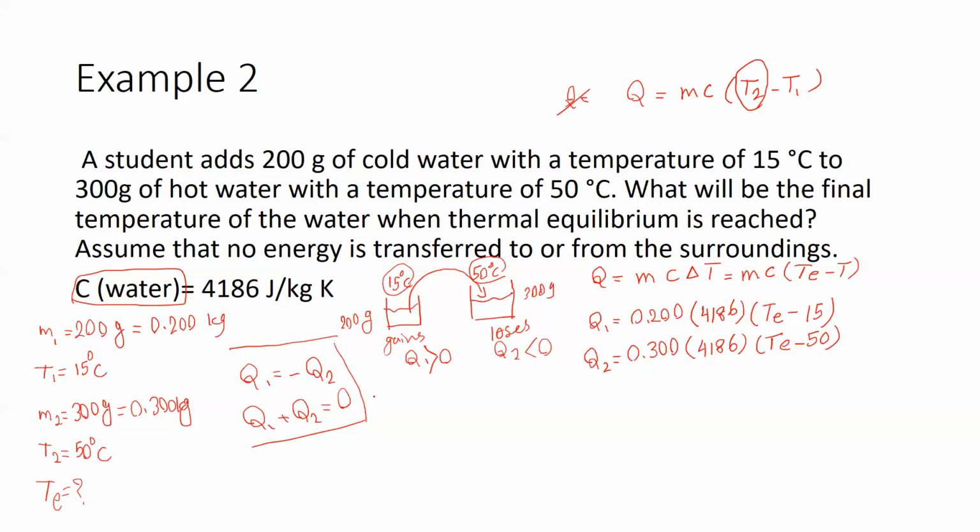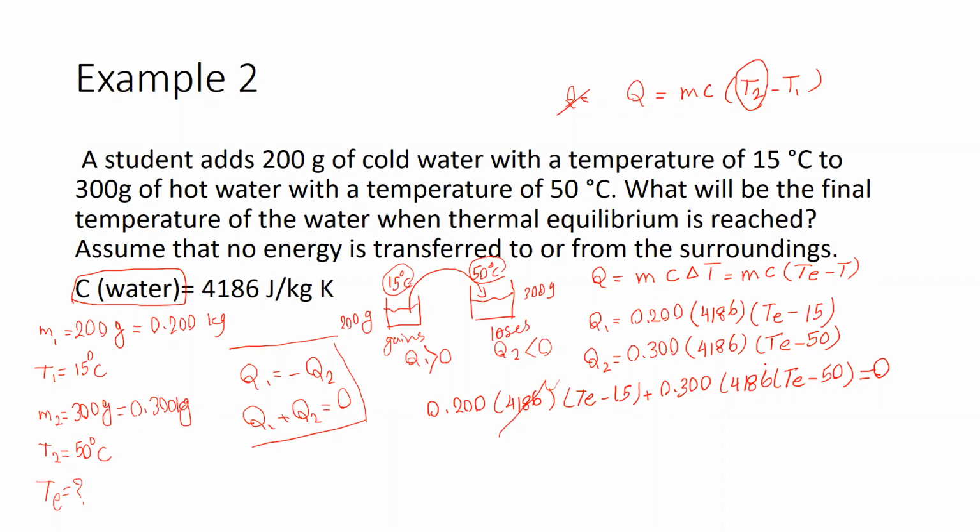And we know Q1 plus Q2 equals 0, so I add these two and equate it to 0. So I say 0.2 times 4186 times (TE minus 15) plus 0.3 times 4186 times (TE minus 50) is equal to 0. Right now, we just need to use some math to find our TE.